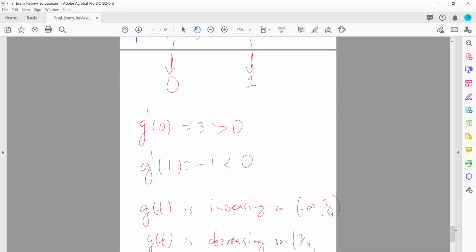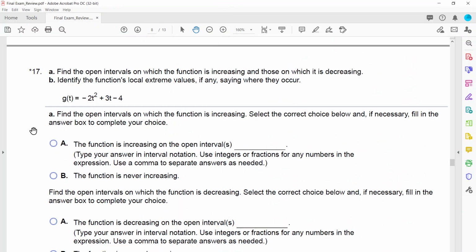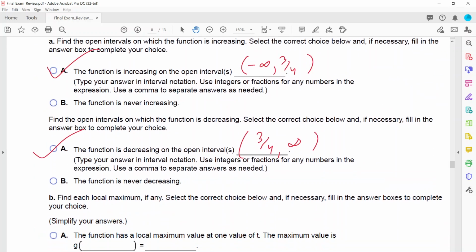on this interval. So let's go and check here. The function is increasing on -infinity to 3/4. Okay, -infinity to 3/4. The function is decreasing on 3/4 to +infinity.